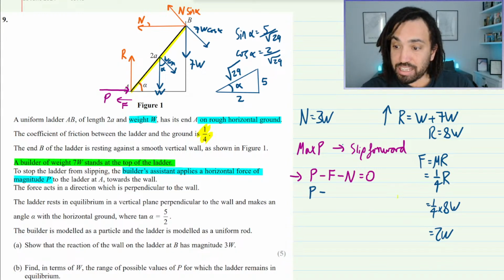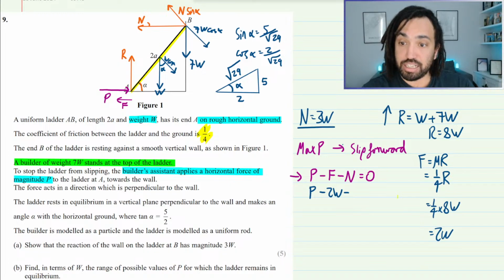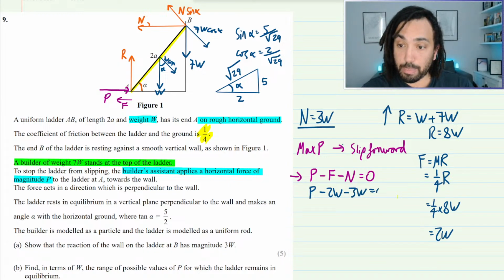So I'm going to get P minus F, we just worked out, is 2W. And N, we worked out here in the question before is 3W. So that means in this scenario, P is equal to 5W.